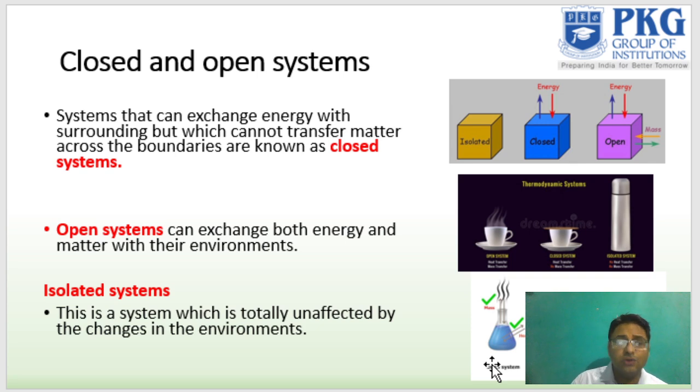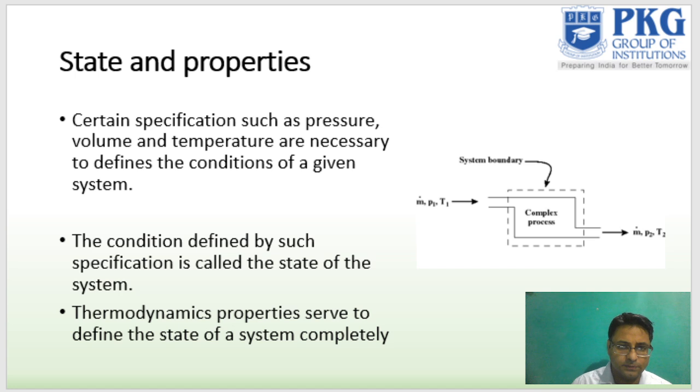The next one is the isolated system. This is a system which is totally unaffected by changes in the environment. No mass or heat transfer occurs. So these three, the yellow block and this bottle, are examples where no heat and mass transfer is occurring. That is an isolated system. So these are some examples of closed, open, and isolated systems.